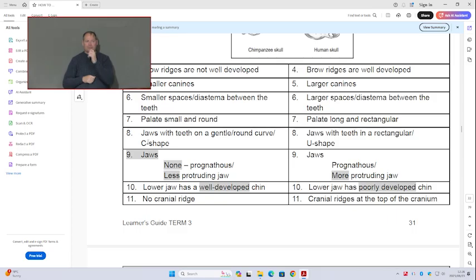Then the 8th one, the jaws with the teeth on are gentle or round or curved, or they make a C shape, while other primates, their jaws with the teeth are making a shape which is rectangular or U-shaped. Then this one, which is the jaws.